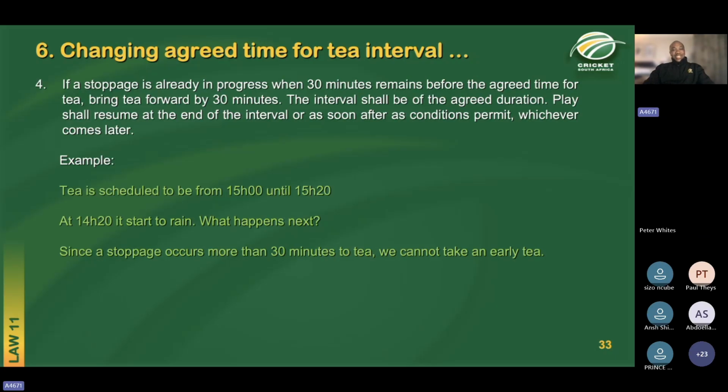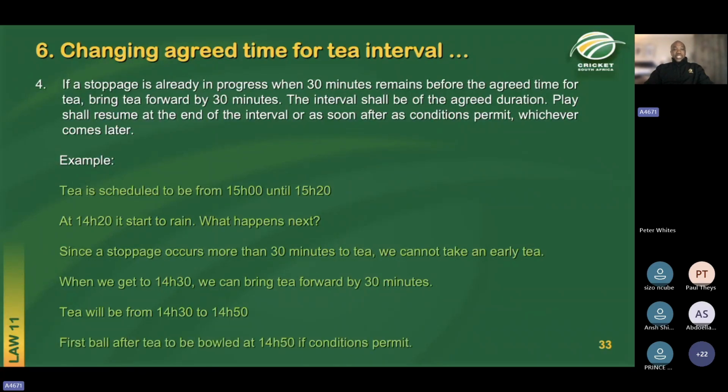The Law tells us that since the stoppage occurs more than 30 minutes before tea, we cannot take an early tea. However, when we get to 14:30, which is 30 minutes before the scheduled start of the tea break, then yes, we can bring the tea break forward by 30 minutes and start it at 14:30. It is now going to take place from 14:30 to 14:50, and the first ball after tea will be bowled at 14:50 if weather and light permit.